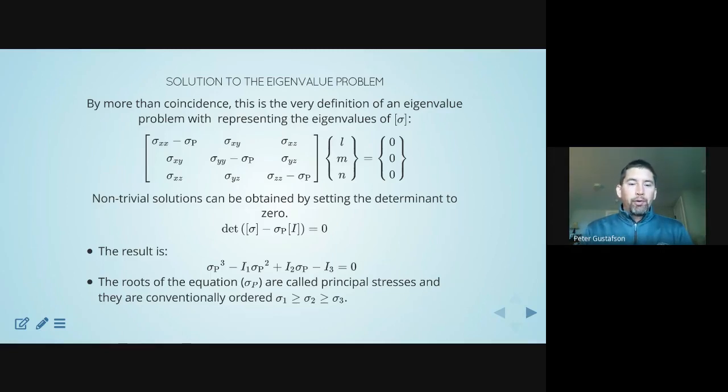And ultimately, the roots of this characteristic equation, third order characteristic equation, are called principal stresses. And by convention, we order them according to their magnitude. I'm sorry, not magnitude, actually their absolute value. So that sigma 1 is the largest in absolute value and sigma 3 is the smallest in absolute value. So minus 10 is greater than 1. So if you had 1, 0, minus 10, sigma 1 would be minus 10, 0 would be sigma 2, 1 would be sigma 3.